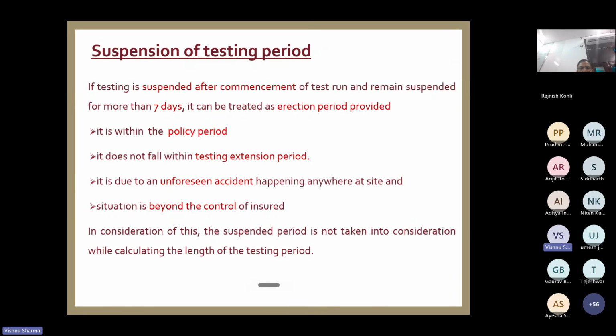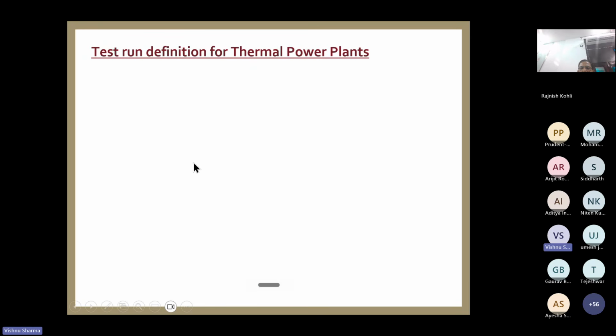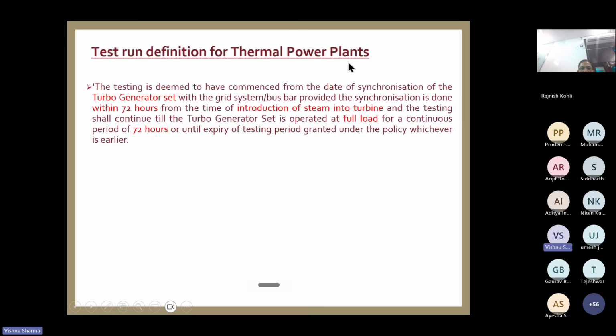Provided all those conditions are fulfilled. Okay, then we will consider only 1 month is exhausted, which was the actual testing period. The suspension period is not counted. Okay. Now for thermal power plant, it is a complicated thing. Now listen, इसको बोलते हैं 72 hours clause for thermal power plant.